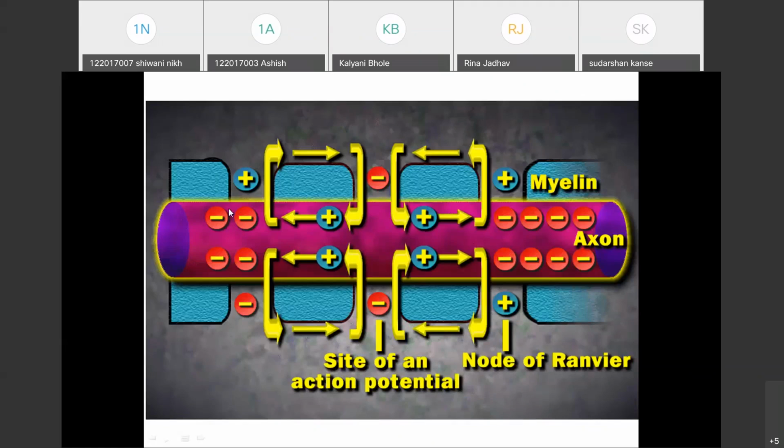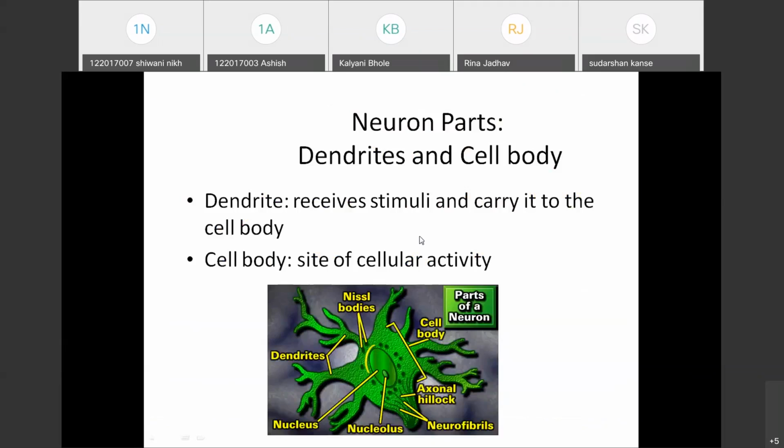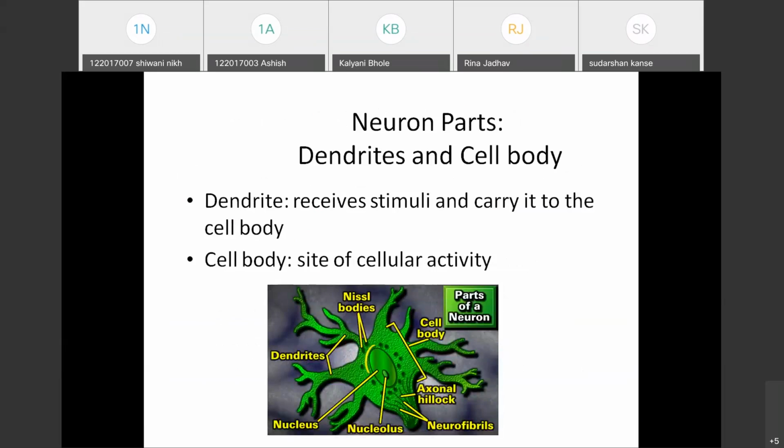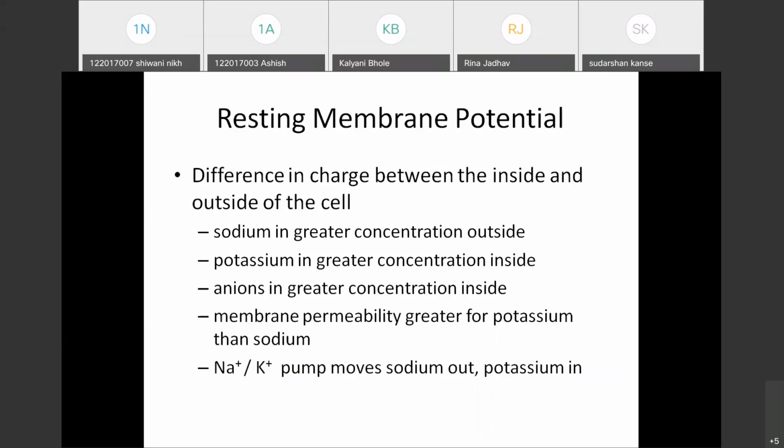Inside, the potential is negative and outside the potential is positive. When the signal is traveling, the inside potential becomes positive and the outside potential becomes negative. Okay. I have one animation, and by looking at that animation, the picture will be clearer, and we'll see how it happens. But before going to the animation, there is one concept: the resting membrane potential.